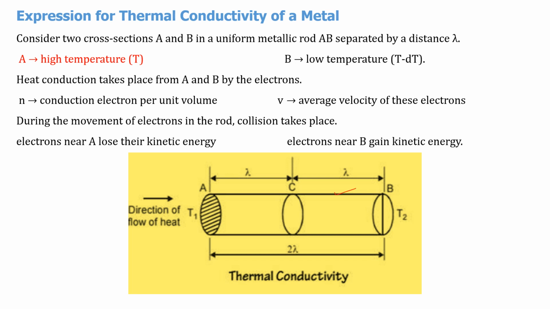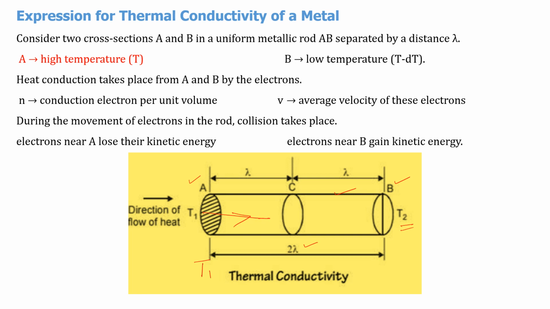Consider a uniform metal rod. Let the two ends be A and B respectively. Let end A be called the hot end and end B the cold end. The source of heat energy is present at the hot end, so the temperature at end A is at a higher level and the temperature at B is at a lower level. The direction of flow of heat is along the positive x-axis. Let the length of the uniform metallic rod be 2 lambda.